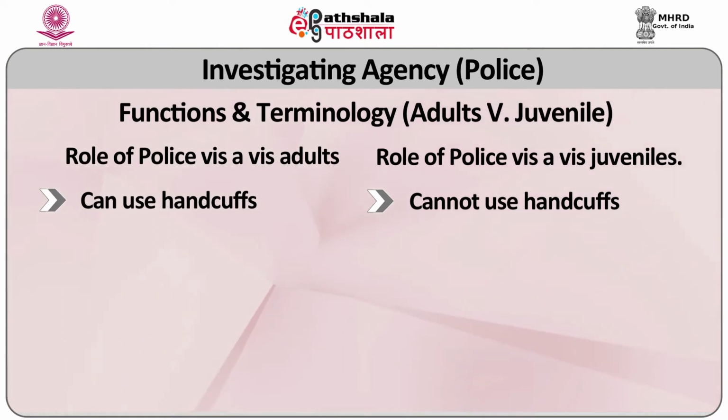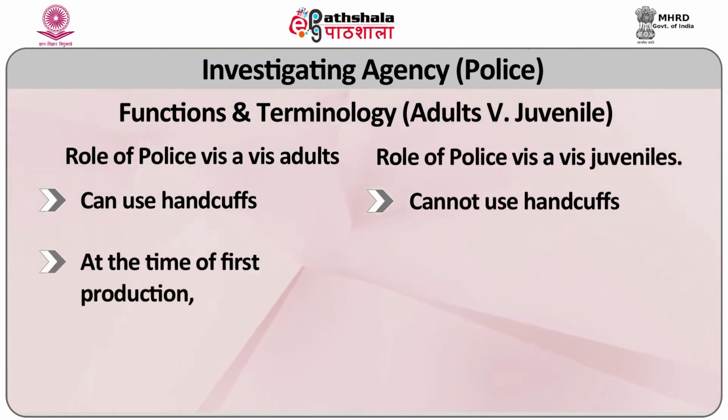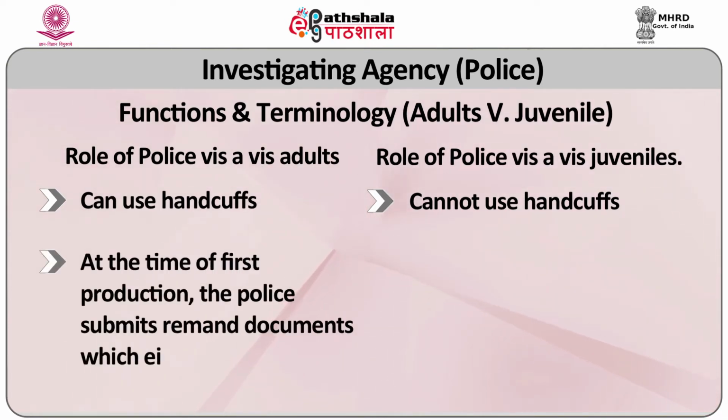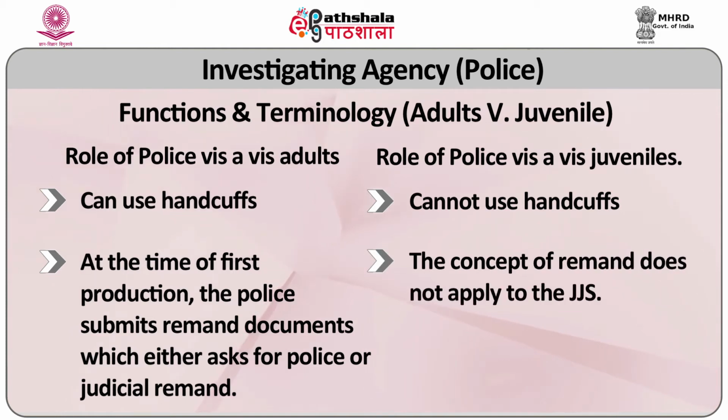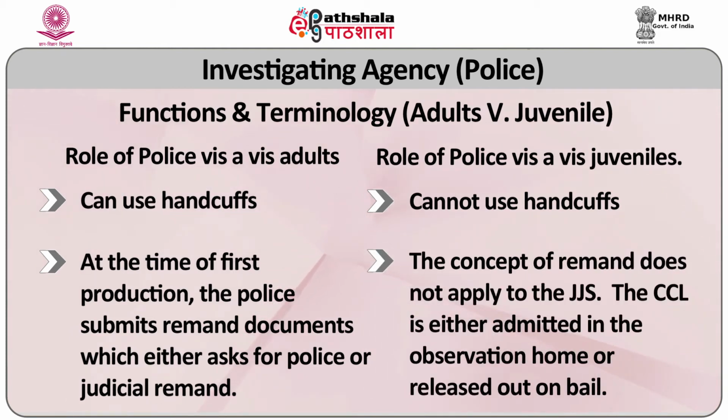In the adult system, use of handcuffs is allowed, whereas in a JJ system, use of handcuffs is not allowed. At the time of first production, the police submits remand documents which either ask for police or judicial remand, whereas in a JJ system, the concept of remand does not apply. The CCL is either admitted in the observation home or released out on bail.